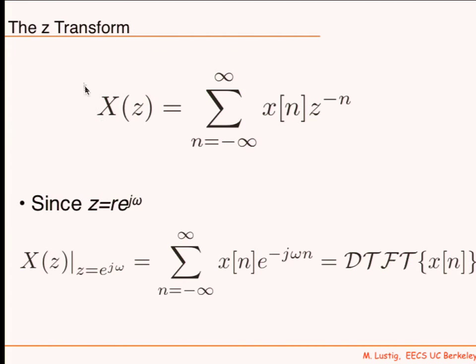Okay. So the Z transform is defined the following way: X(z) equals the sum of x[n] z to the minus n. And as it turns out, since z equals r e to the j omega, if I evaluate z on the unit circle, which is z equals e to the j omega, I get back the DTFT. Does this make sense?